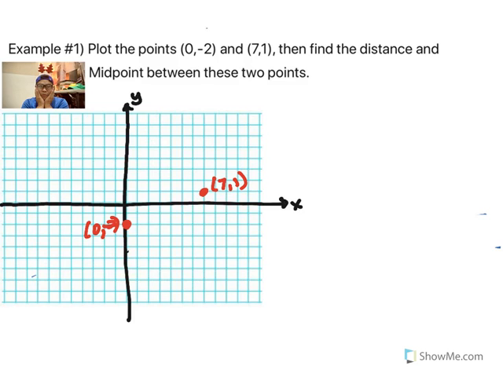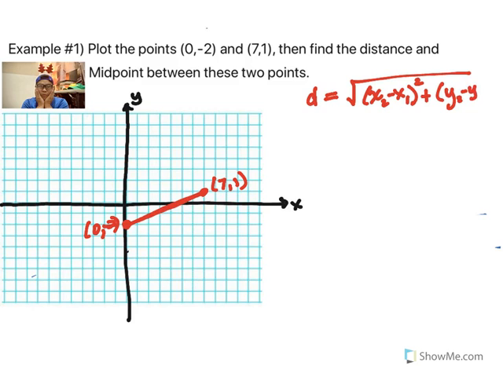Now, they're asking you, find the distance between them. So if you draw a line, how long is that line? Okay, well, there is a formula you should write down and memorize. It's the difference between the x coordinates squared plus the difference between the y coordinates squared. Now, where did these x2, x1, y2, y1 come from?